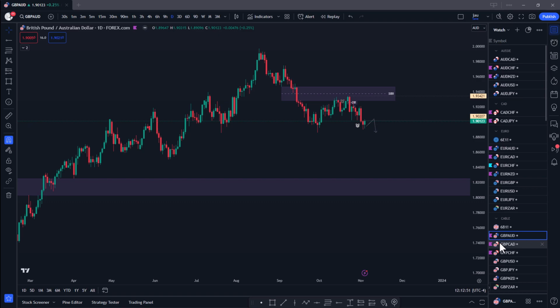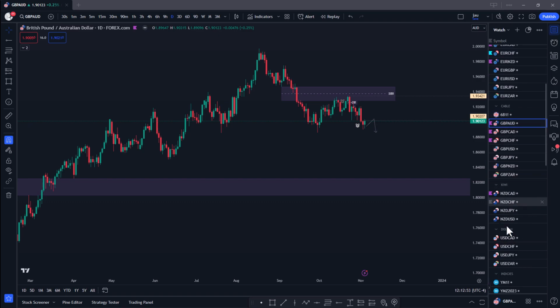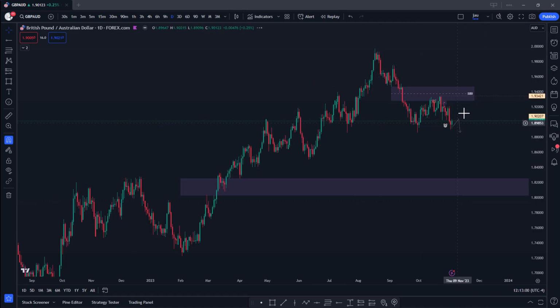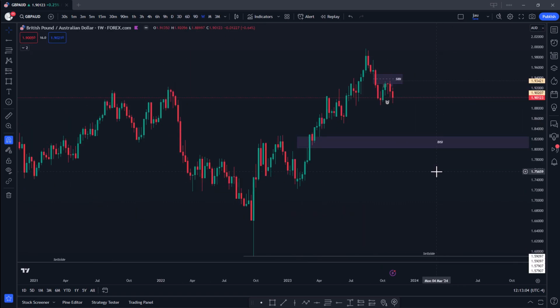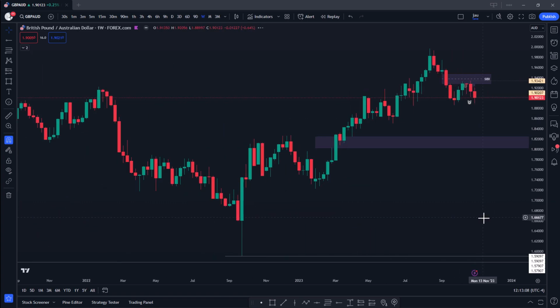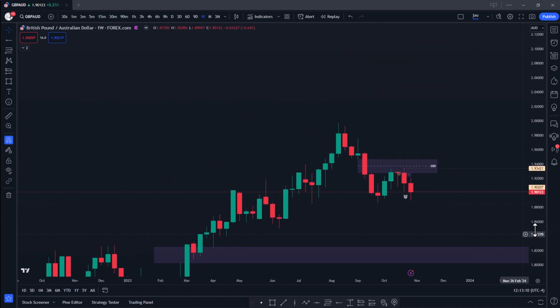Next up we have GBPAUD. I'm almost done with all these pairs, with the ones that I'm looking at. So GBPAUD, you can already see from my arrow what I'm looking for. But let's start off with the weekly chart. I'm paying attention to this because of how we are respecting bearish PDRAs and actually rejecting off of them.